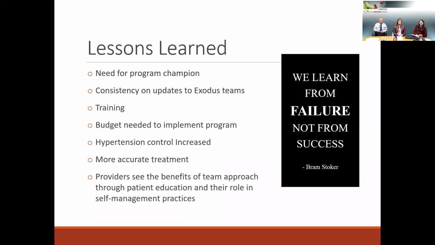Lessons learned, again: the champion, consistency, training. A budget is needed to implement the program because of my time, and then possibly bringing on an assistant. Hypertension control rates did change when we initially started this program back in 2014, when I first came on, when we started with Million Hearts. It was about a year into that we implemented the home blood pressure program, and providers did see changes and they feel like it's very beneficial.